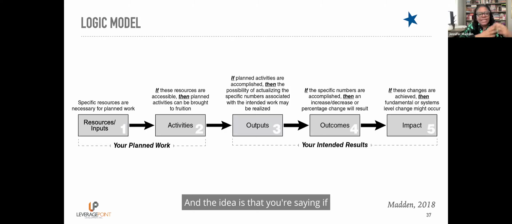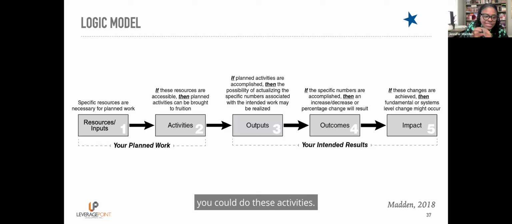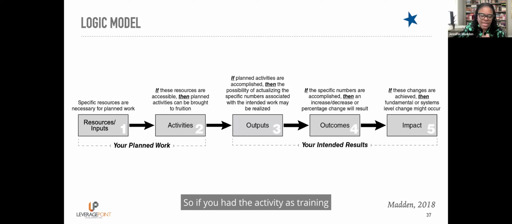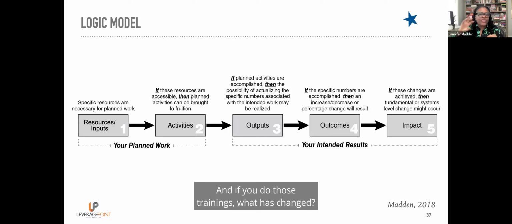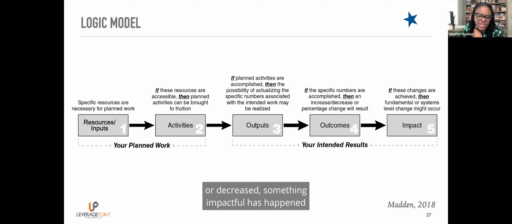And the idea is that you're saying if you had these inputs, these resources, this funding, you could do these activities. And then if you were able to conduct these activities, you can have these specific outputs, numbers of things. So if you had the activity as training, your output would be the number of trainings. Maybe you do 6 trainings per year. And if you do those trainings, what has changed? What's increased or what's decreased? If the training could be around leadership, or what have you. And then because you've had that output, because something has increased or decreased, something impactful has happened in your community.